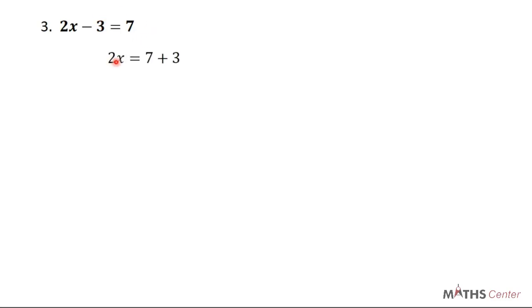So I'll keep 2x here. 7 is already the first term here, so that's also there. Now 3 here is negative. When it comes here, it's going to be positive. So 7 plus 3.